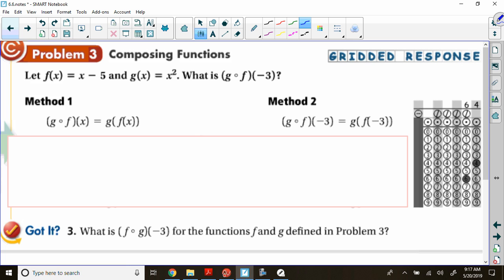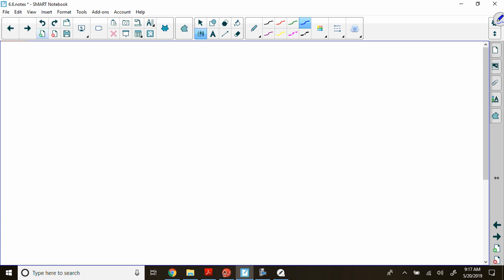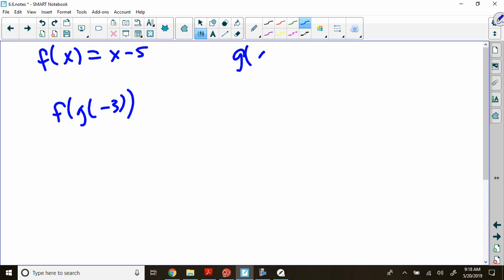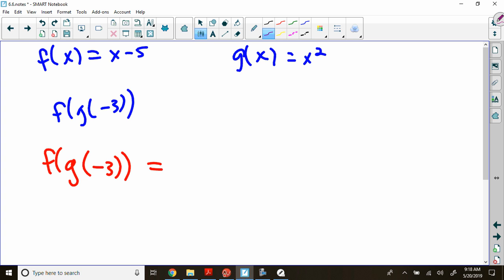Let's try f of g of negative 3. Now remember, f of x was x minus 5. g of x was x squared. So f of g of negative 3. What I'm going to do is go to the function g and put negative 3 in. So the function g says square it. Square what? Square negative 3. And then I still have to f that.